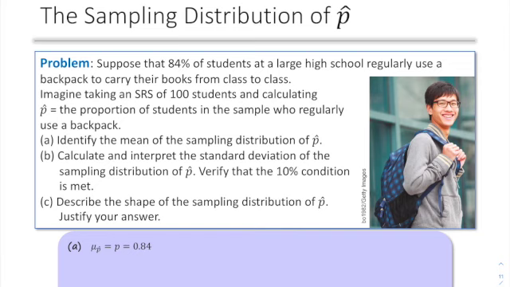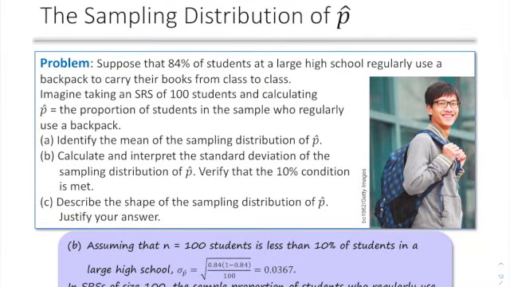So part A, identify the mean of the sampling distribution. Well, the mean of the sampling distribution is going to be the actual parameter value, which is 84%, so 0.84. Part B says calculate and interpret the standard deviation.